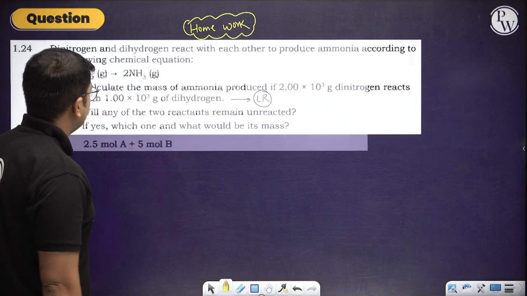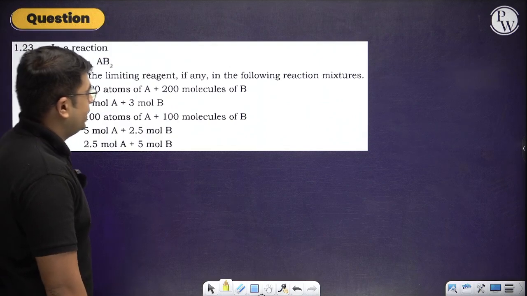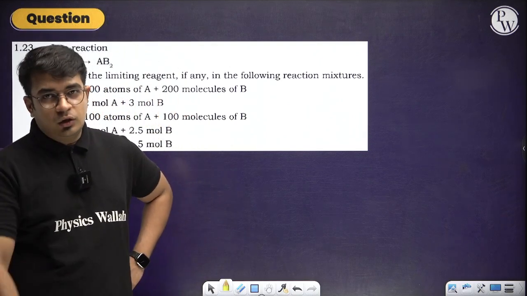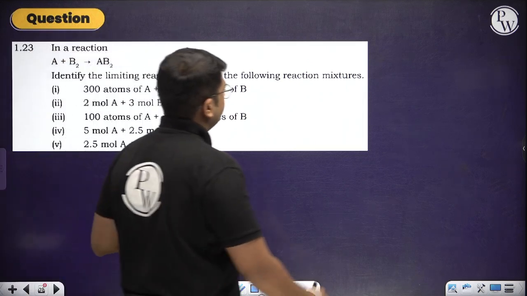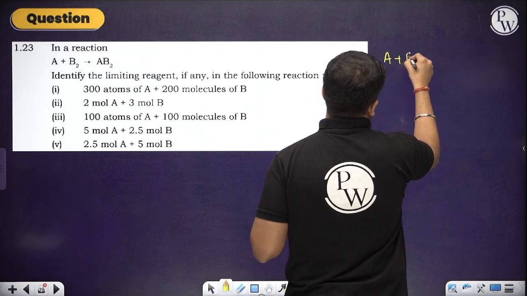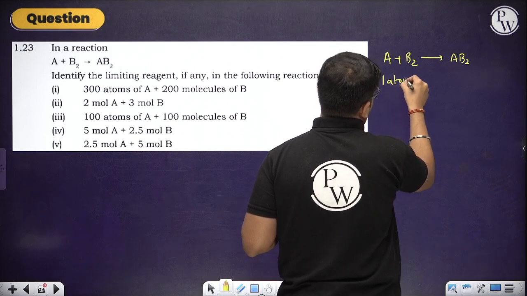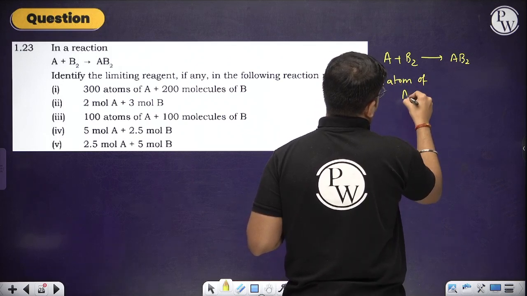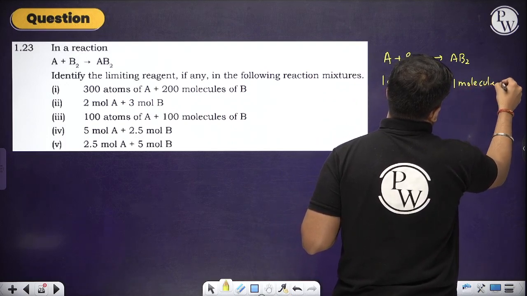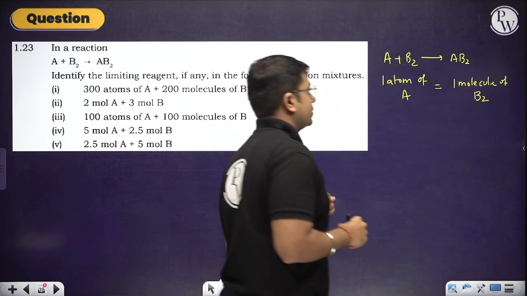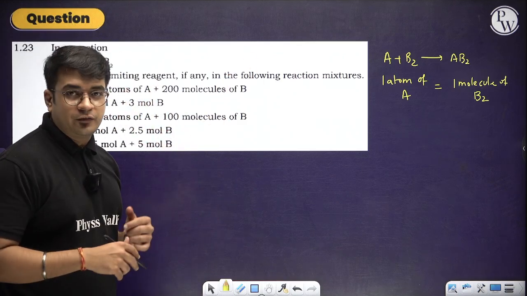Okay. Next question, in a reaction A plus B2 gives AB2, identify the limiting reagent, if any, in the following reaction mixture. So you know the rule, how to find out the limiting reagent. So I can say from this equation that we have A plus B2 gives us AB2. It means one atom of A completely reacts with one molecule of B2 to form one molecule of AB2.